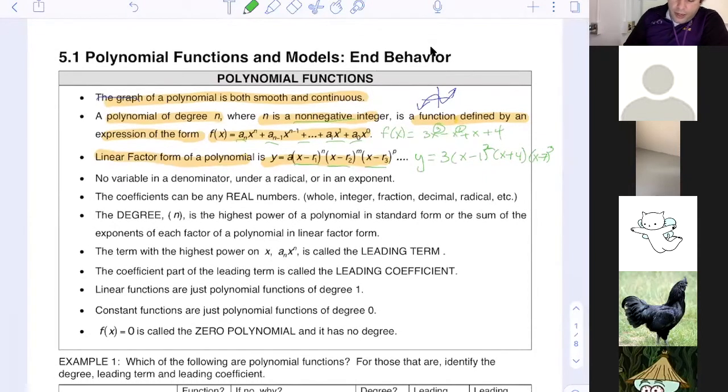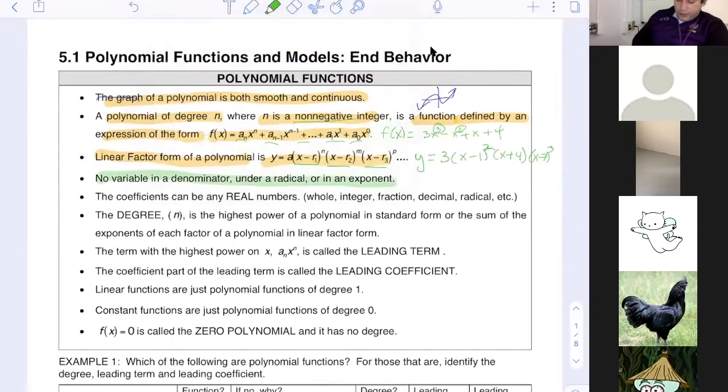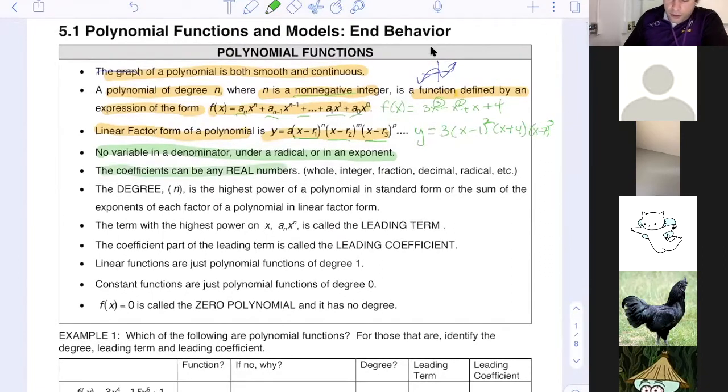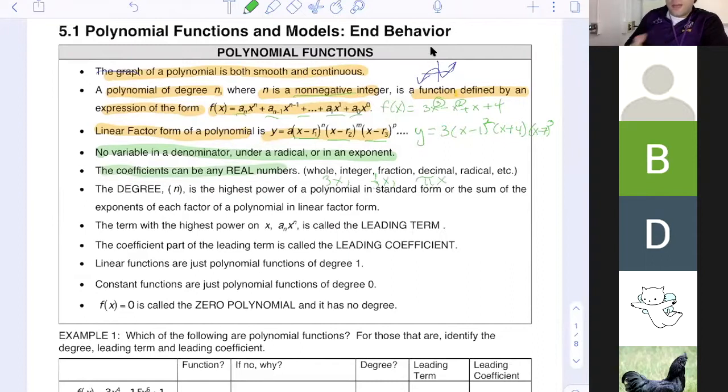No variable in the denominator, under the radical, or in the exponent. So these are some of the criteria when you're determining whether something is a linear factor. Okay, so it has to have all those things. The coefficients can be any real number. So the coefficients are the number that you guys would say is the number of the variable, right? But it's not in front of, technically. So for instance, like 3x or 1/3 x or even pi x. Those are examples of coefficients that would be totally fine.